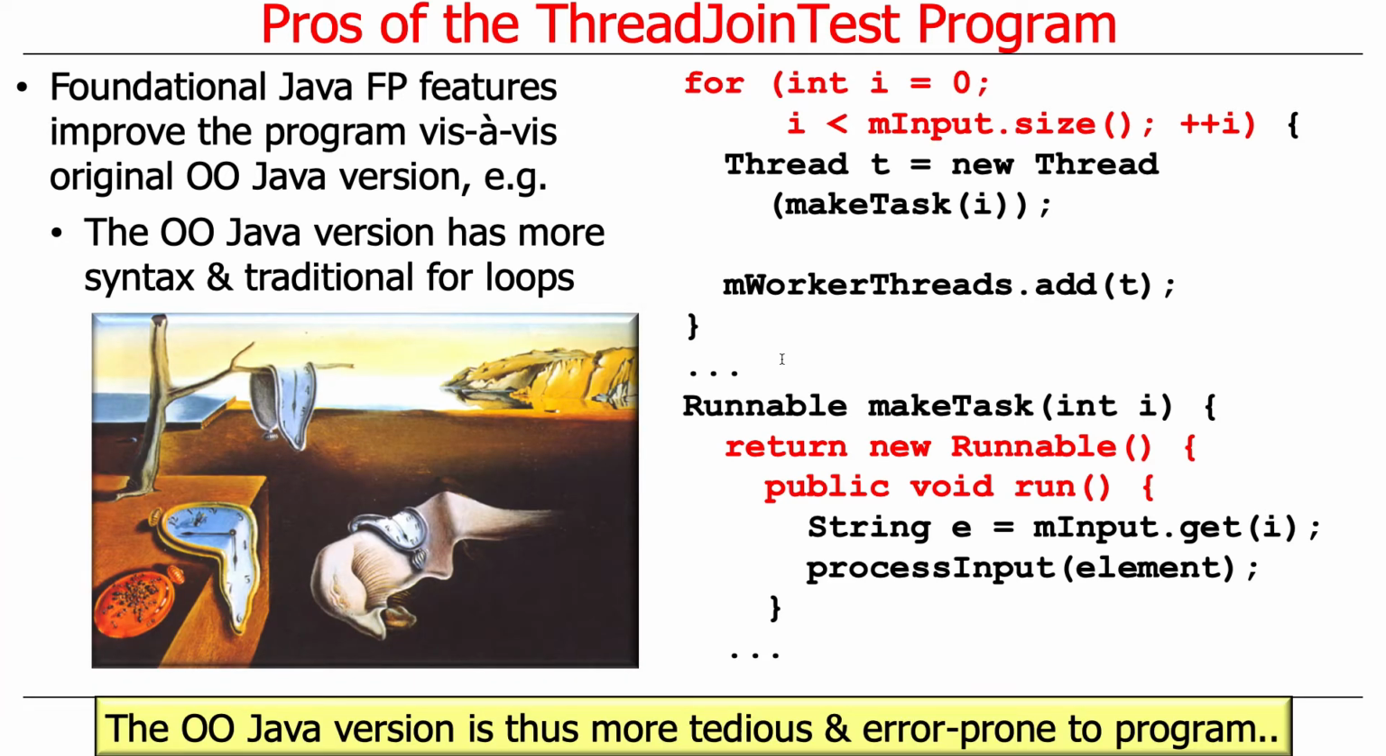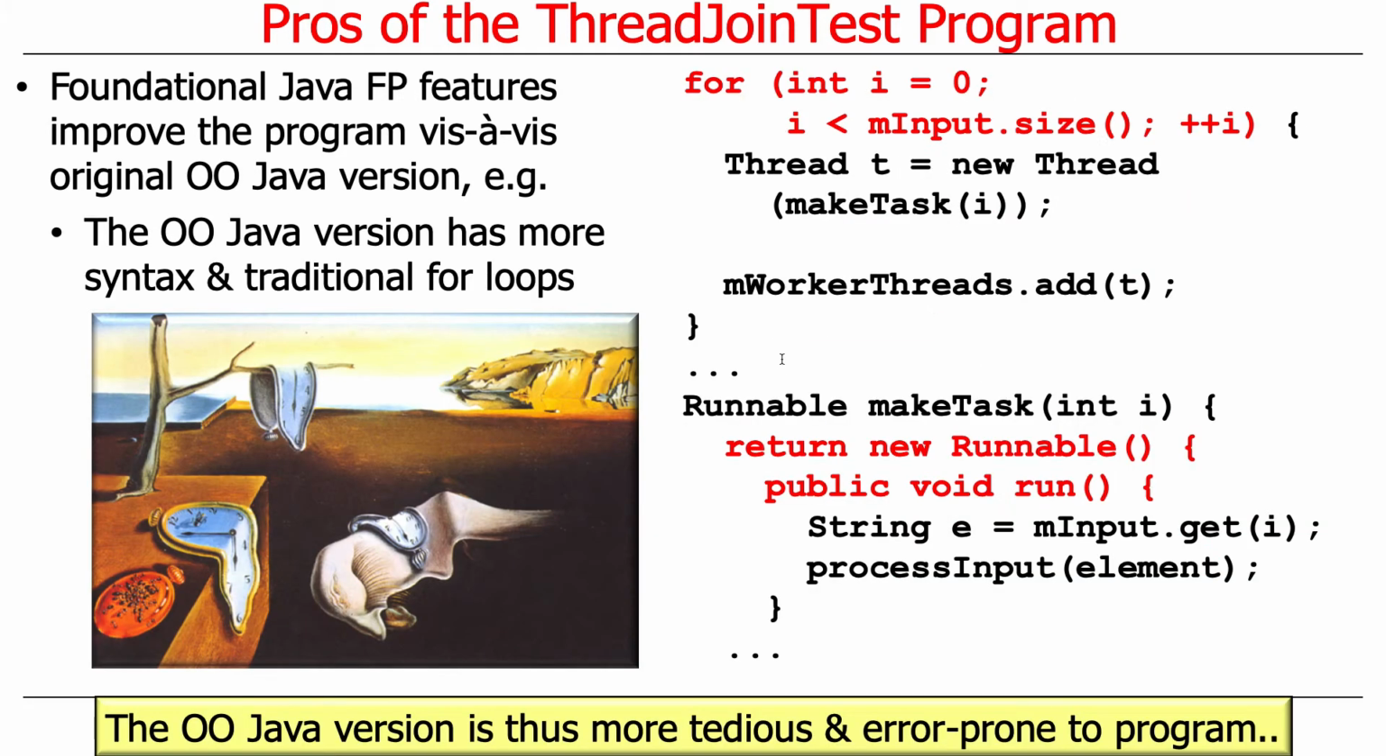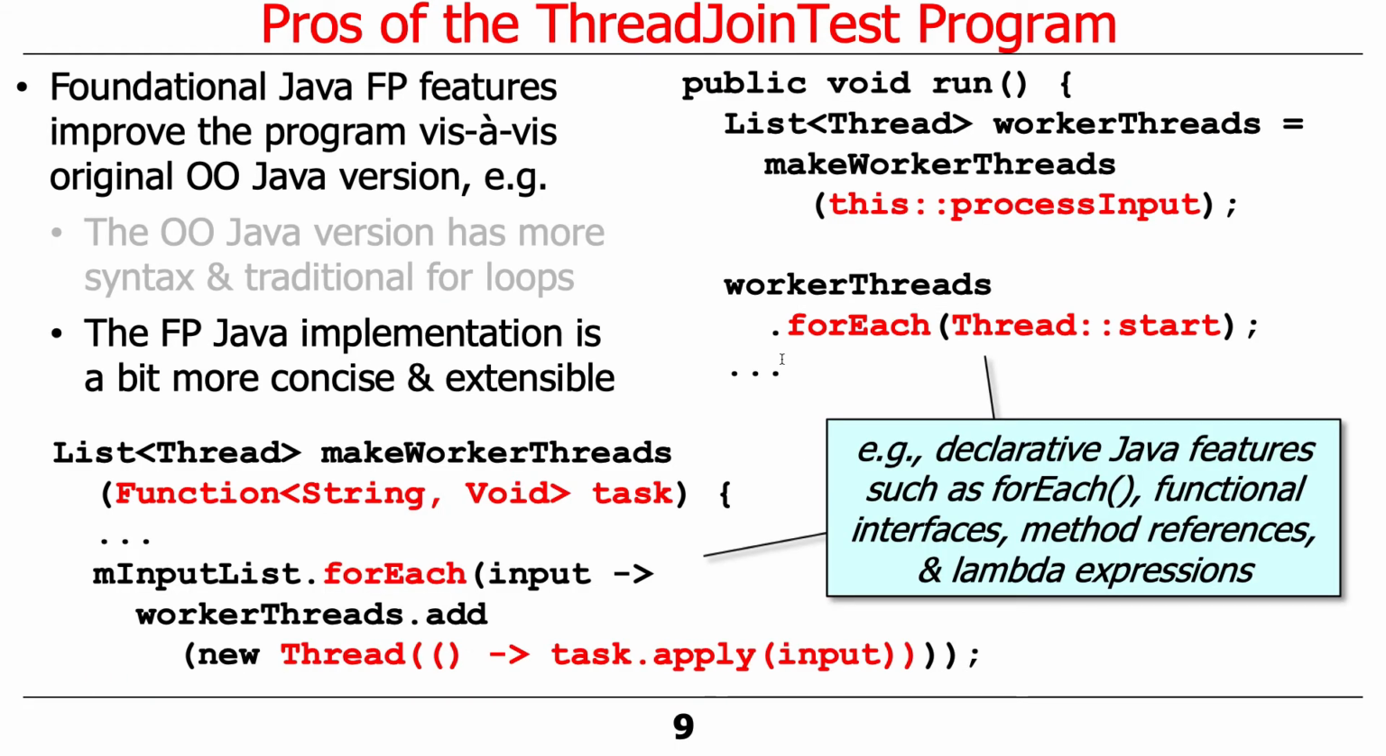So the object-oriented version is more tedious and error-prone to program, because we've got all this extra stuff that requires extra typing. We've got this extra stuff that will get us into trouble if we don't keep careful track of bounds and off-by-1 errors and so on and so forth. In contrast, here is the functional programming implementation, which we saw before. So notice here, rather than all these index-based for loops, we just basically say things like, for each thread in the worker threads, start the thread.